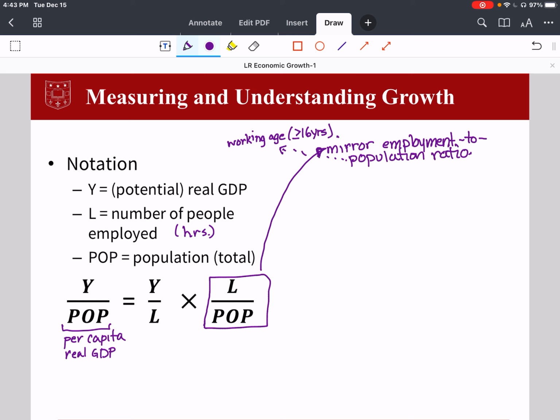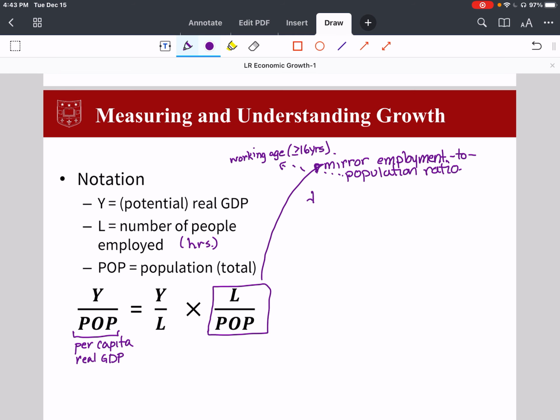In the textbook, there's a reference to the dependency ratio, which is not quite the inverse of this, but certainly as the dependency ratio is going up, it's probably the case that we're seeing the number of people who are employed as a fraction of the population going down. So what is the dependency ratio?